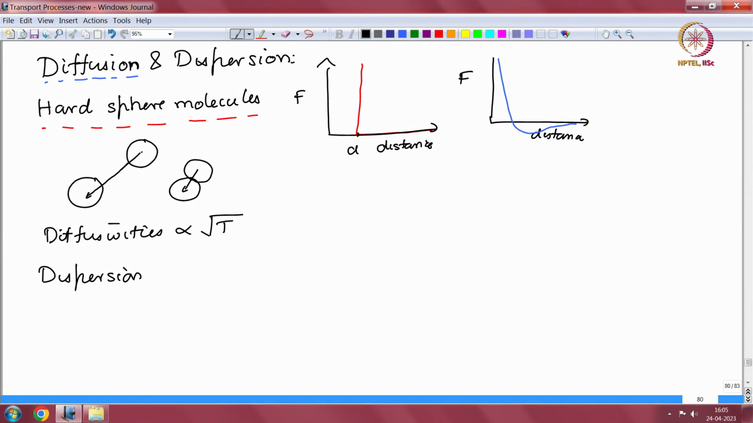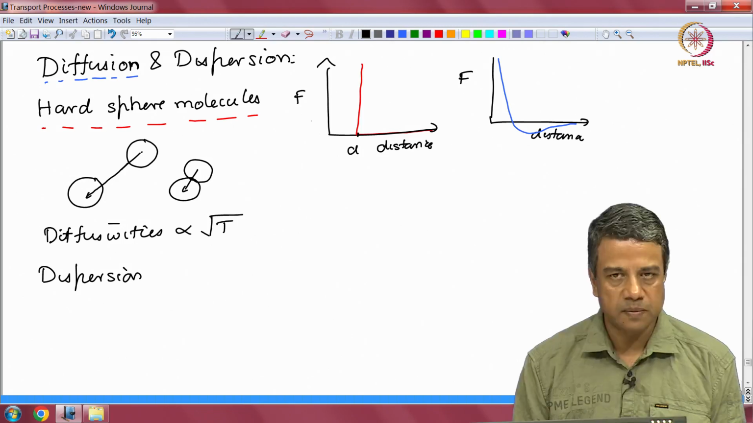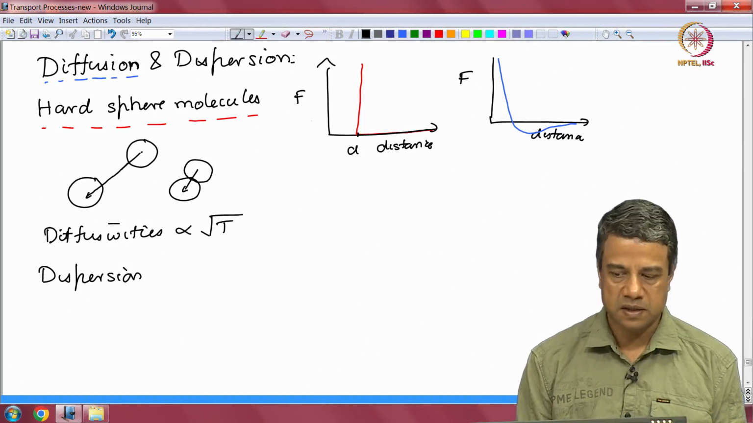In our discussion on diffusion, I will restrict attention to hard sphere molecules for gases. These are special molecules in the sense that the force between the molecules is infinite when they bounce off each other, but it is 0 otherwise. So, if the distance between molecules is larger than the molecular diameter, there is no interaction. This is an approximation for real molecular system.